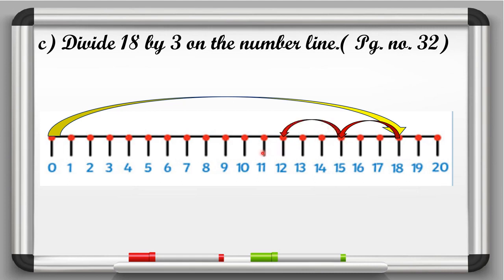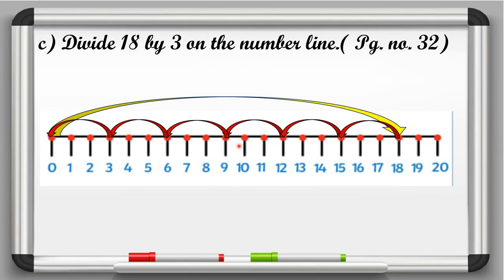Again subtract 3, 11, 10, 9. So we'll move from 12 to 9. Now 8, 7, 6. So we'll move from 9 to 6. 5, 4, 3. Now we will move from 6 to 3. And 2, 1, 0. So we'll move from 3 to 0.